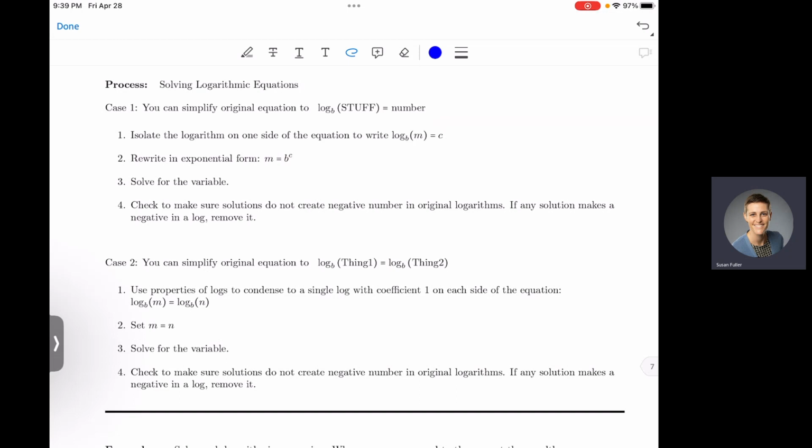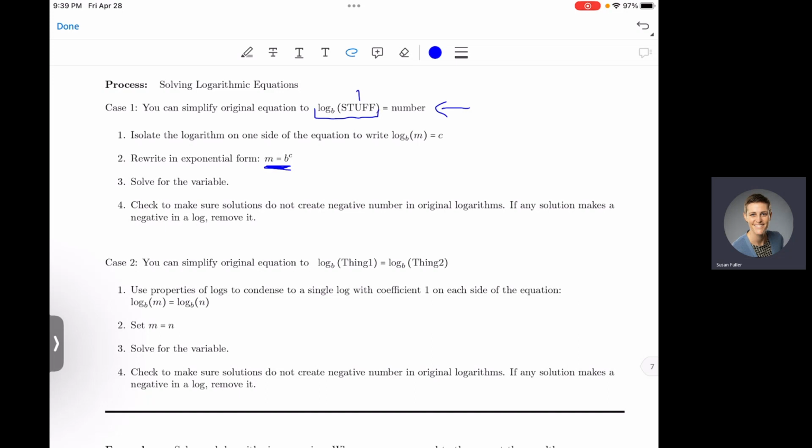So again, to solve logarithmic equations, we're going to be in one of these two scenarios. You're either going to be able to simplify it to get a single logarithm completely on its own on one side of the equation. If you can do that, then you get that log completely by itself and then rewrite it in exponential form. Solve for the variable, and then don't forget to check your solutions.